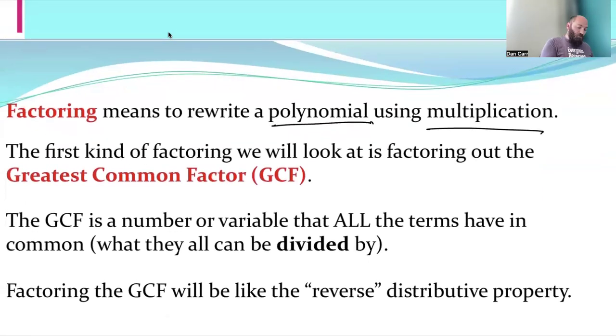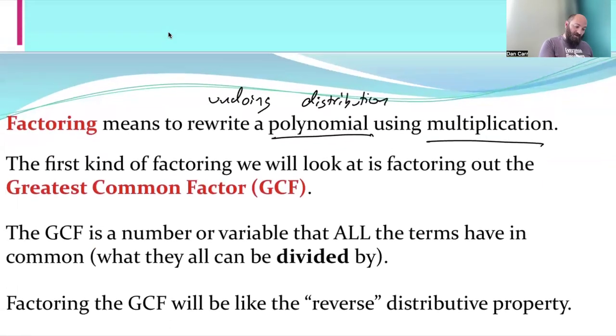I like to think of it as this. We are undoing distribution. Okay, so a very brief example of that, if I just have like 2 times x plus 2 turns into 2x plus 4, that's my distribution. Factoring would be taking this and going back into that format.